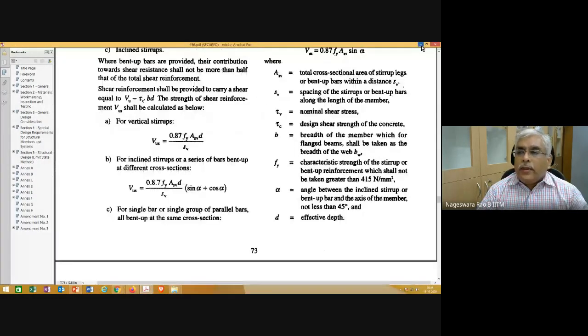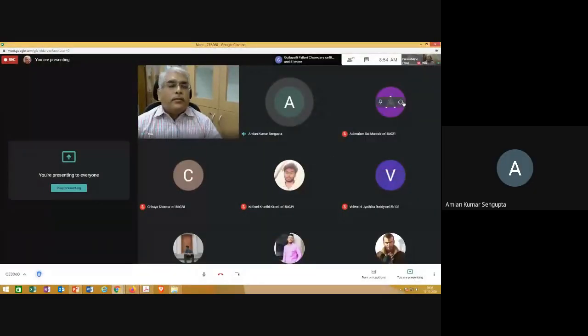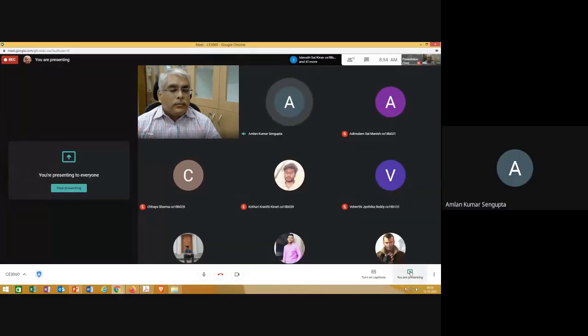Any questions? Professor Amlan, you want to add something? This crack pattern is important because it helps in diagnostics. If you see any failure of a beam, from the crack pattern you can understand what the reason was, whether it was flexure or shear. In your lab, you will be asked to plot the crack pattern for the beam you will be testing. Hence, please stay familiar with the crack pattern that forms in a simply supported beam under uniformly distributed load.